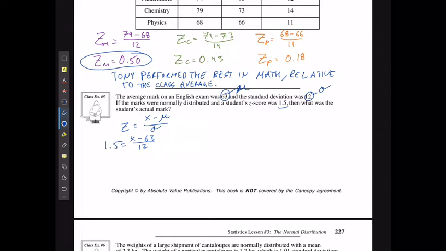I'm going to multiply both sides by 12 and say that 18 is equal to x minus 63, and then I'm going to add 63 to both sides. 81 was equal to x. The student's mark was 81%.